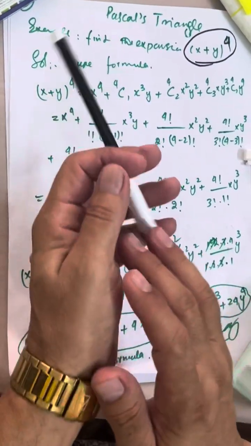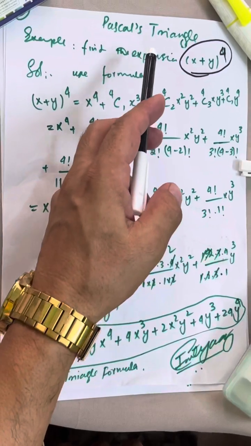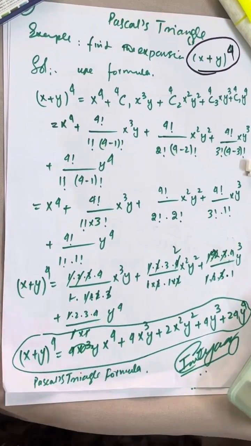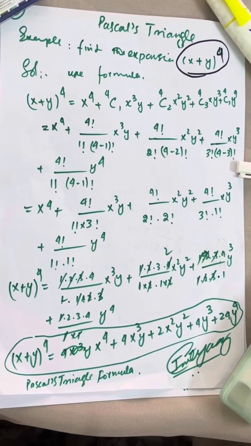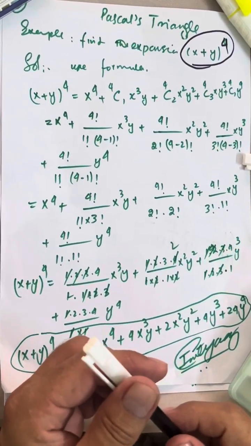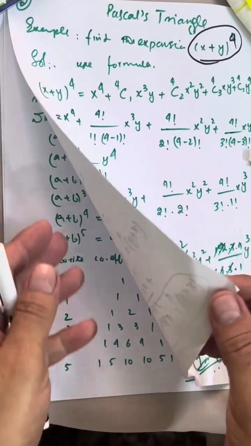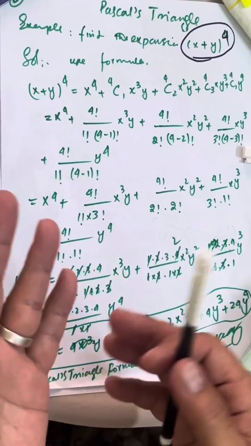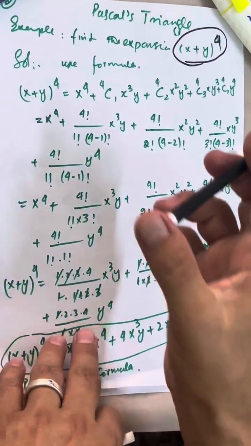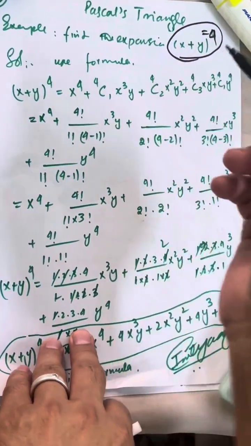Hello. We are doing binomial theorems, and in binomial theorems now we come across the Pascal triangle. So the Pascal triangle is a further extension of the binomial theorem, where we find the coefficients of the series. So this is an example: find the expansion of (x + y) power 4.